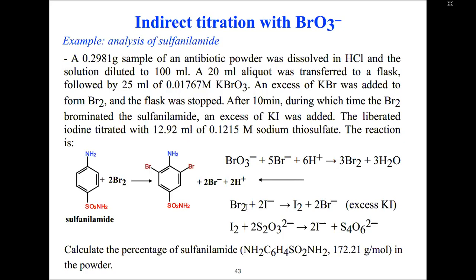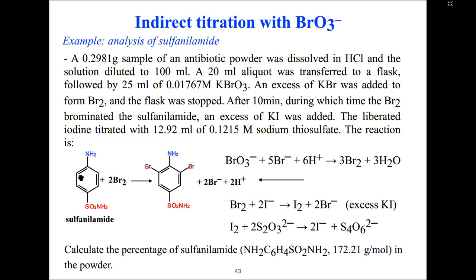And you can find how much Br2 you produced given the volume and the concentration of KBrO3, because BrO3 is the limiting reagent. You know how much Br2 you produced in first reaction. You know how much Br2 was left over. You subtract. That will give you the amount of Br2 used. That amount of Br2 used is this Br2. That will help you to find the amount of sulfonamide. Remember, they work in 1:2 ratio. So for X amount of Br2, you only require X divided by 2 amount of sulfonamide.